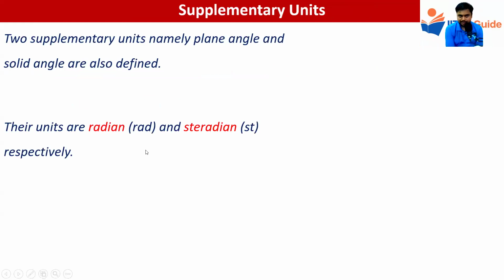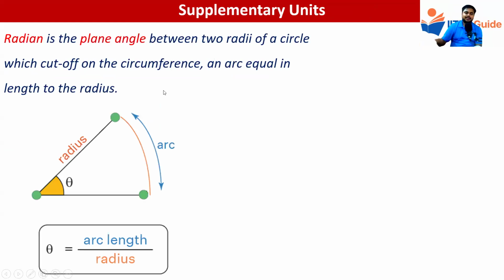Then there are two supplementary units, namely plane angle and solid angle. Their units are radian and steradian, respectively. Now, what is a radian? Radian is the plane angle between two radii of a circle, which cut off on the circumference an arc equal to the length of the radius.